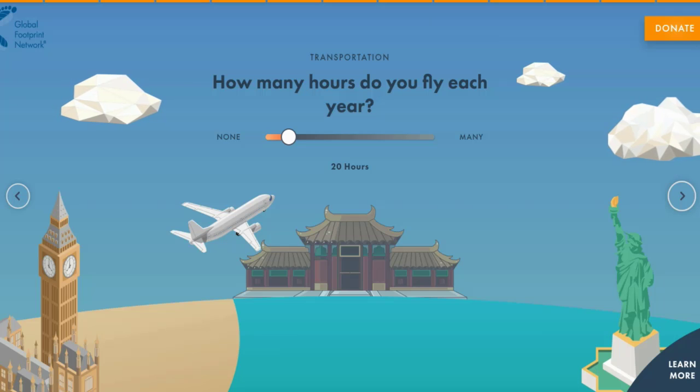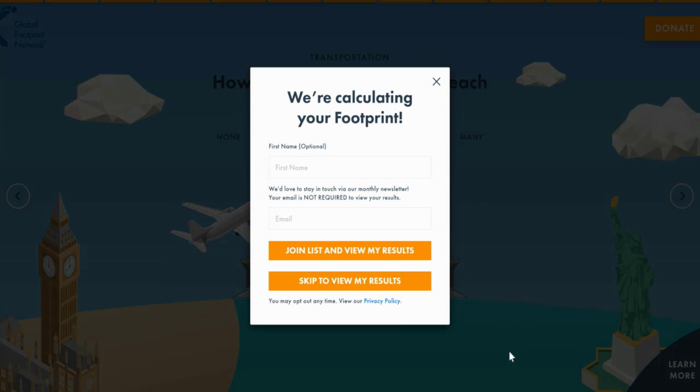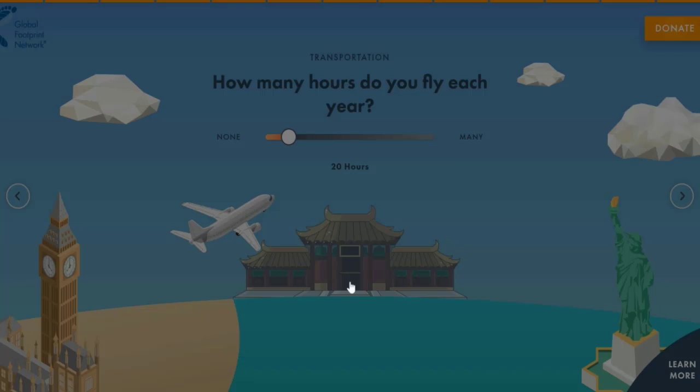So, whenever you're in doubt in terms of these questions, when you're doing this for yourself, think about how you averagely use these items. So, this is actually our final question, and then we're going to see my ecological footprint on the next slide. We're going to skip to my results.